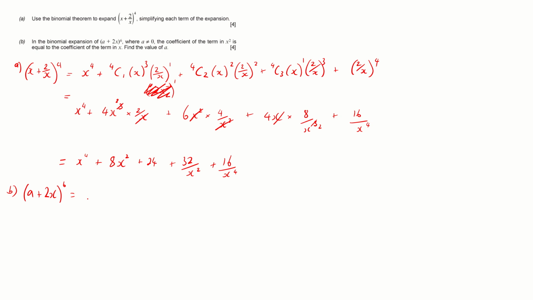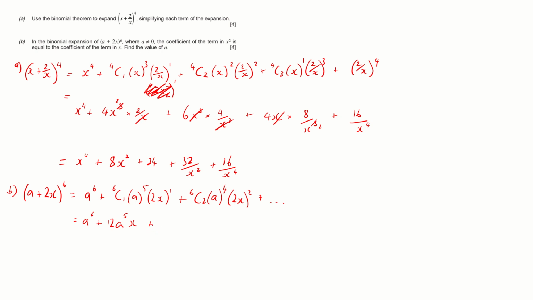Now, if I expand that, it is a to the power of 6 plus 6 choose 1, a to the power of 5, 2x to the power of 1. That's going to be my x term, because it's just going to be x to the power of 1. Plus 6 choose 2, a to the power of 4, 2x all squared. And that's going to be my x squared. So that can carry on, but I only need them for now. So that's going to give me a to the power of 6. That's 6 times 2, so it's 12, a to the power of 5 x.